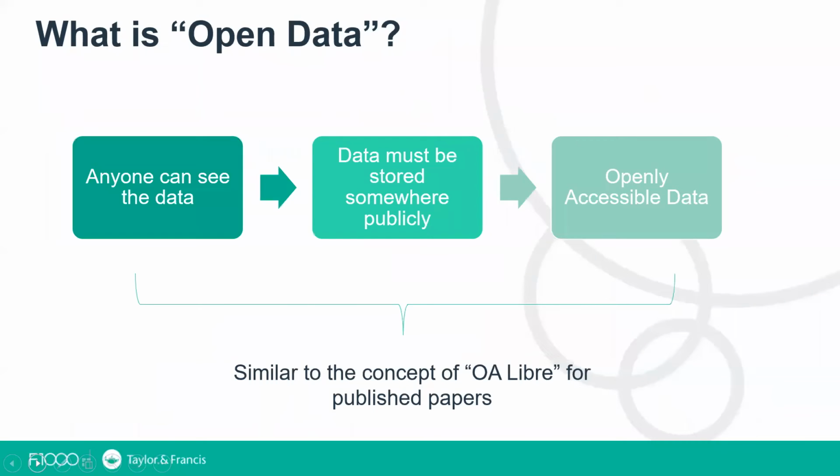But what is open data? Now, open data is a phrase that we use a lot on F1000, so it's important that authors have a clear understanding of what it means. Open data, as the name suggests, refers to the accessibility of that data. The data must be visible to all our readers, meaning that it should be stored somewhere publicly to allow unlimited access. Now, this is similar to the concept of OA Libre in open access publishing, which means that the output can be accessed openly.